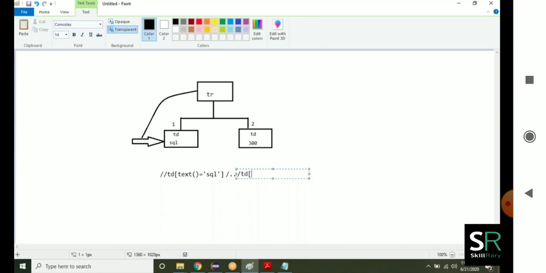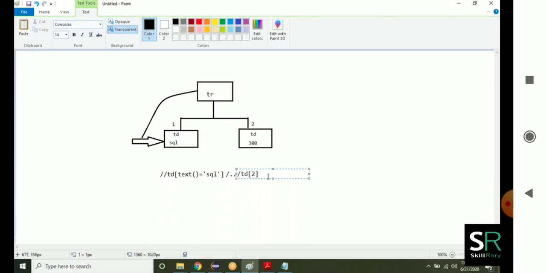Text I cannot use, guys, because if I use the text function, in this case, yes, it will work now. But if tomorrow the developers change the text, it is not going to work. For that, I'm not going to use text. If I use TD1, again it will come back to SQL only. But I don't want SQL now. I want TD2, the price of the SQL. So you have to use TD2.